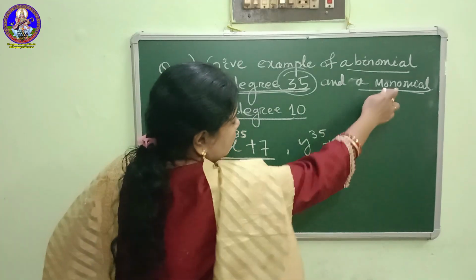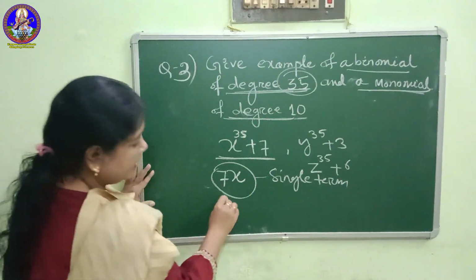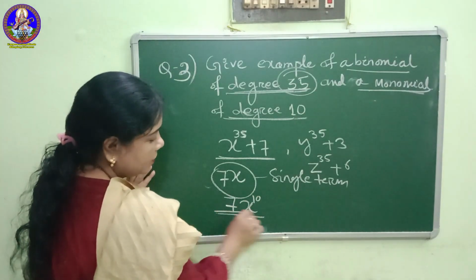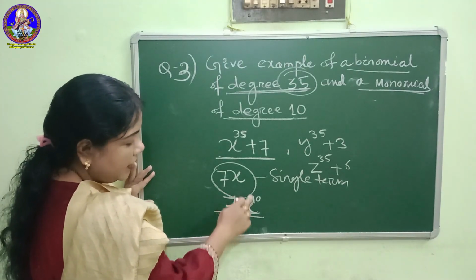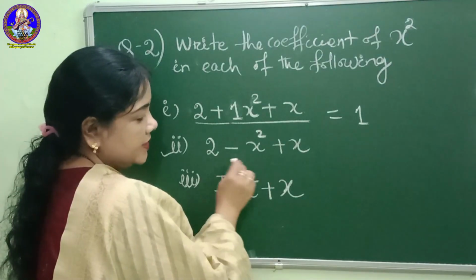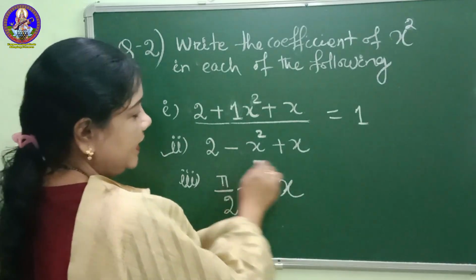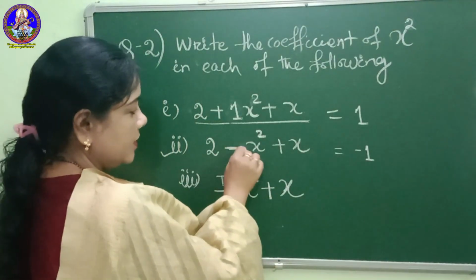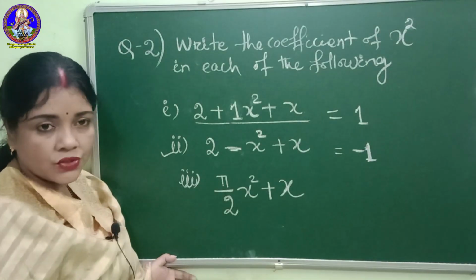So this comes under monomial. If I write of degree 10, I can write 7x to the power 10. So this particular question is indicating a monomial having degree 10 plus x. So we have to see here, the coefficient is minus 1, because this minus sign is there, so the coefficient is minus 1.